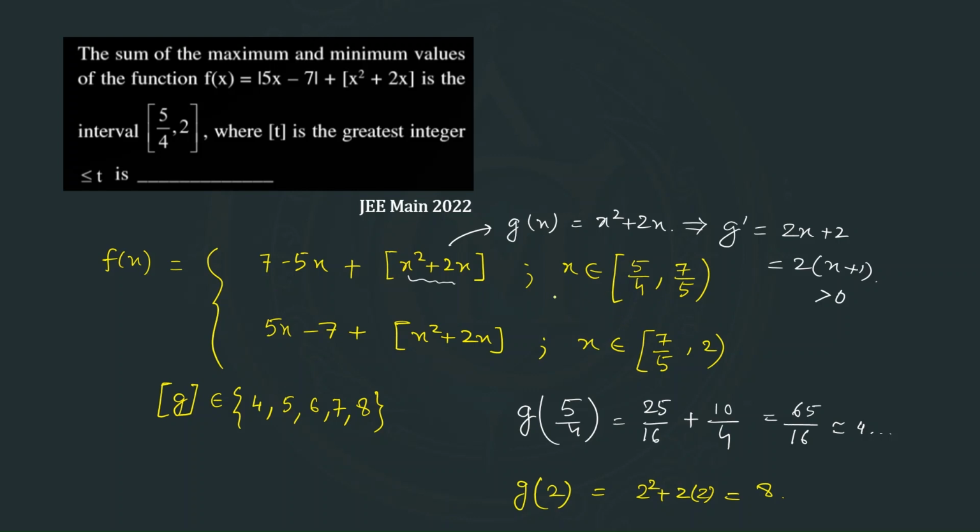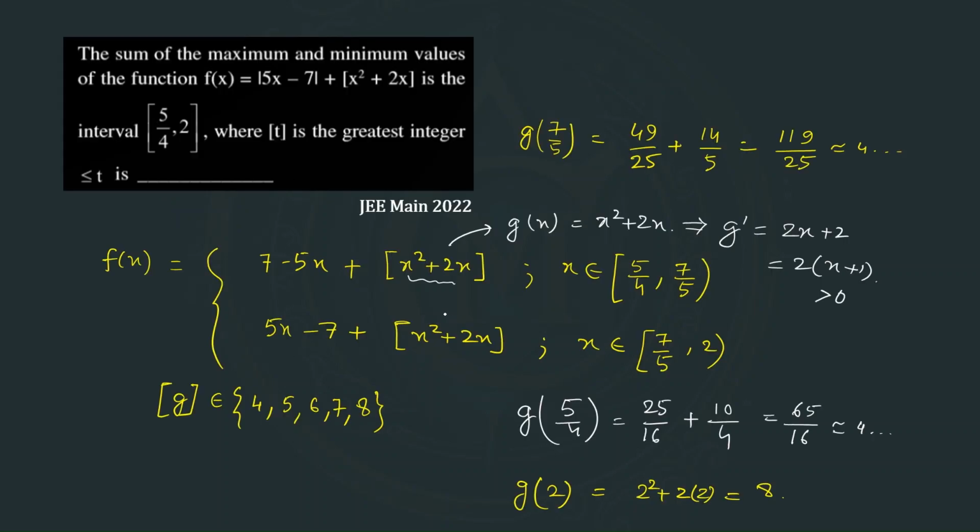Now we have to simply check whether in this first interval the greatest integer of g(x) actually changes or not. If we calculate g of 7/5, it will be 49/25 plus 2 times 7/5, so 14/5, which becomes 119/25. So 4 point something. That means for all x belonging to this interval, closed 5/4 to 7/5, this function will become simply 7 minus 5x plus 4.